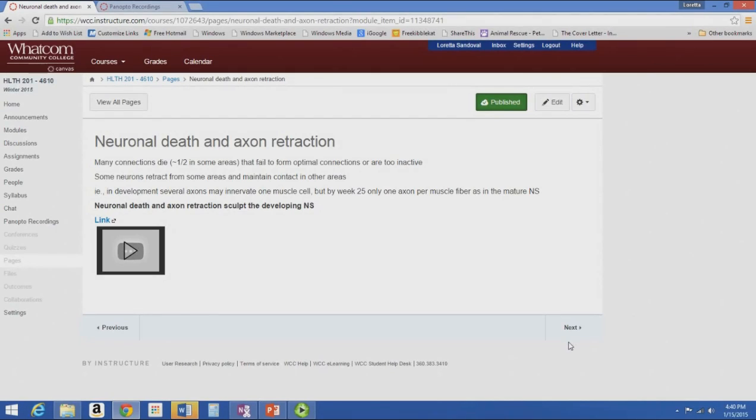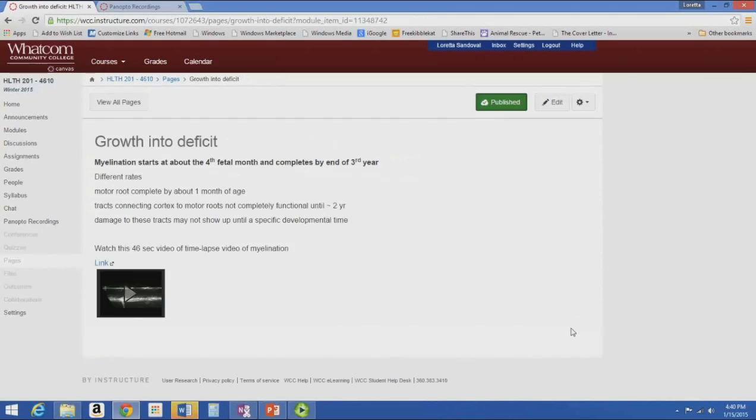So you start out with twice as many neurons as you're ultimately going to have at the end of development, and some of them die off because they fail to form connections, and some of them stick around. So there's a lot going on in the developing nervous system. And a lot of things can influence how it ultimately ends up, which is pretty interesting.